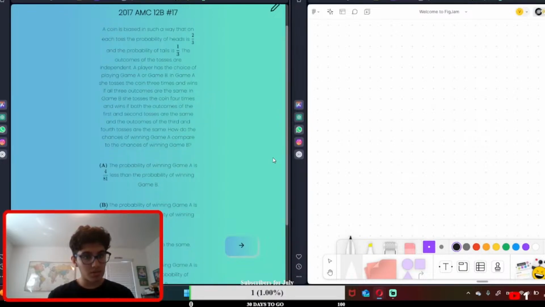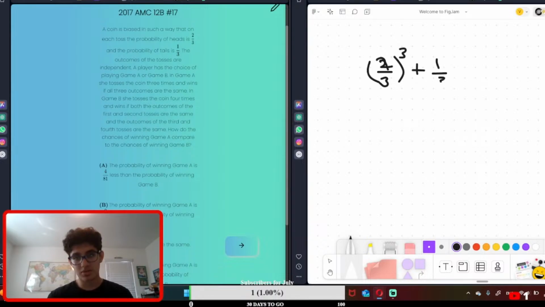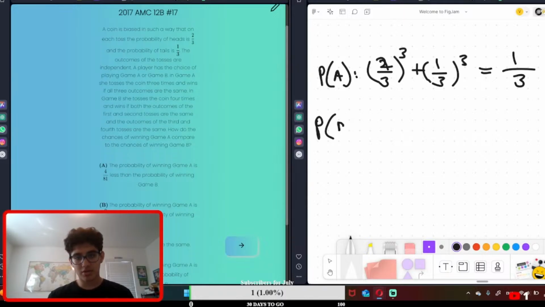So game A. A player has a choice of playing in game A, she wins if all three outcomes are the same. So that will be 2/3 cubed, right? If you get heads 3 times, or 1/3 cubed. So this is the probability of A happening, which becomes 8 plus 1, so 9 over 27, which is equal to just 1/3, right? Now let's look at the probability of event B happening.